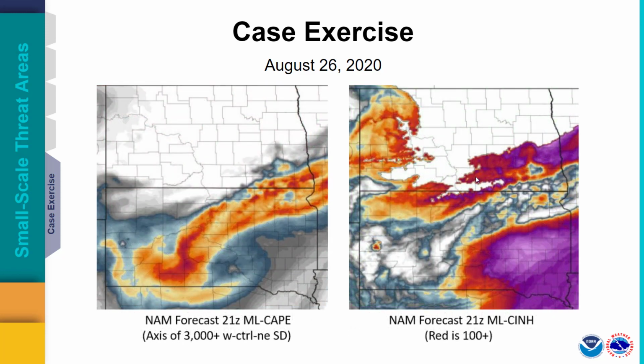Here are the NAM 21Z forecasts for Mixed Layer CAPE and CIN, showing a weakly unstable but capped warm sector east of the front, and greater instability but some cap further north and west, with the cap becoming minimal in parts of western South Dakota.